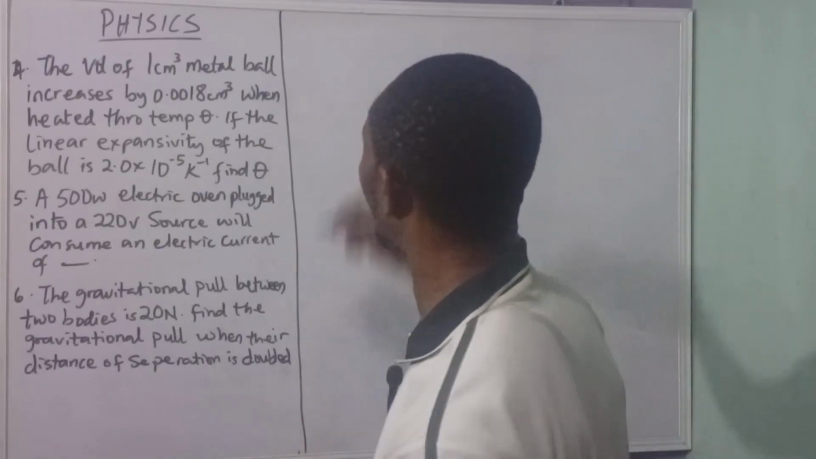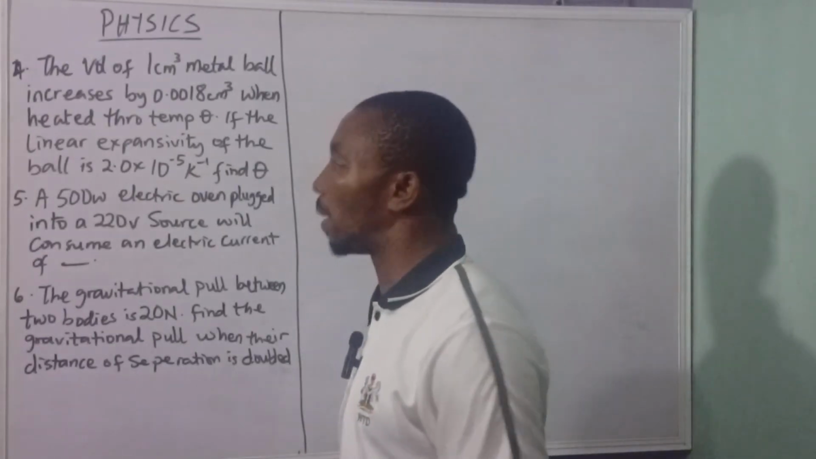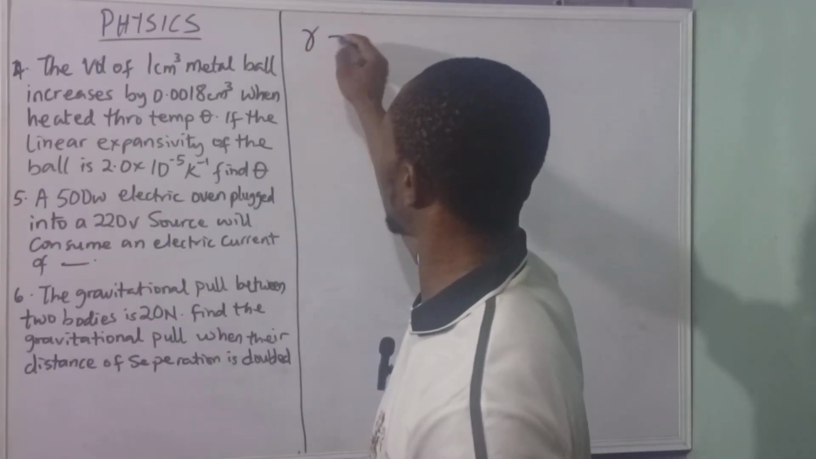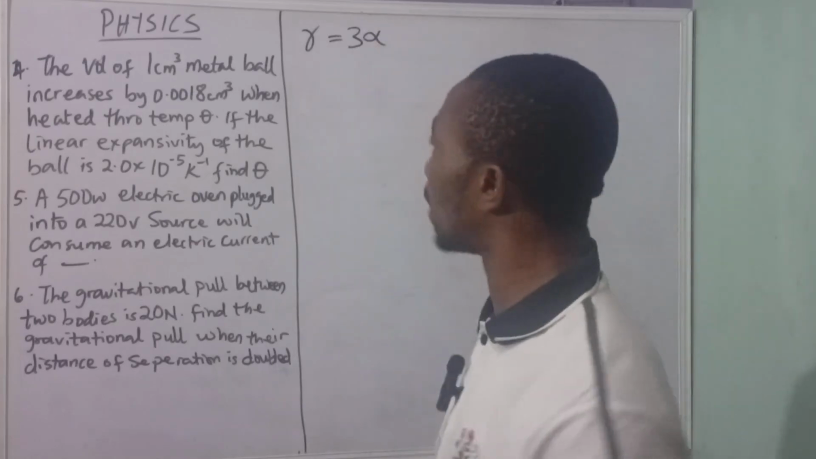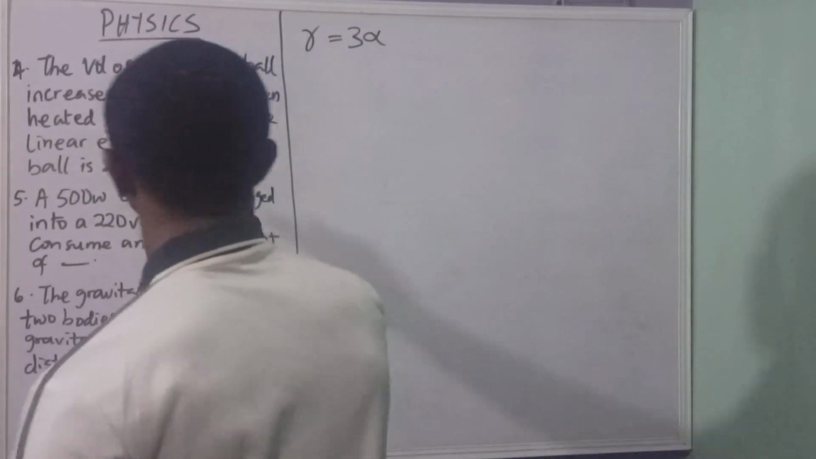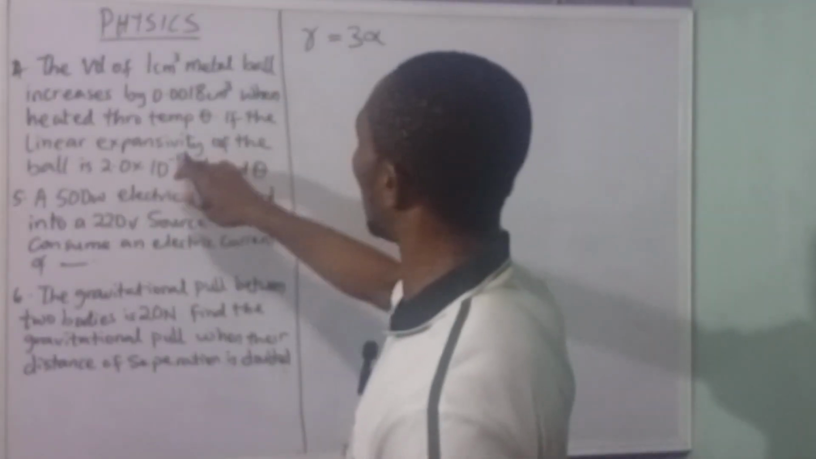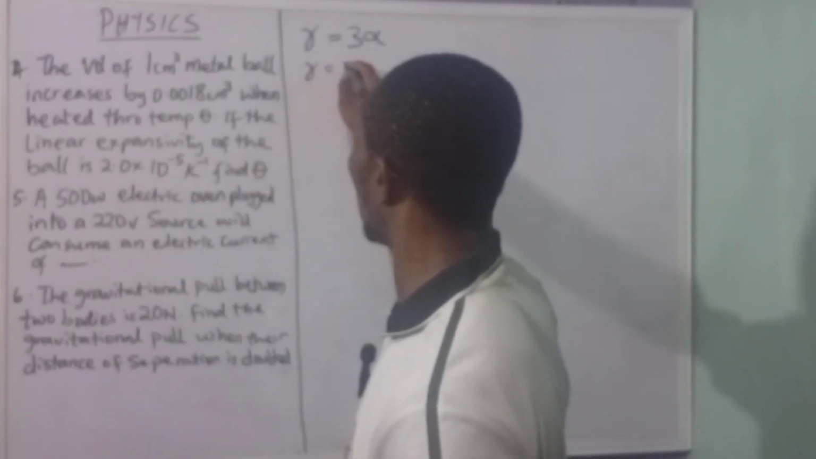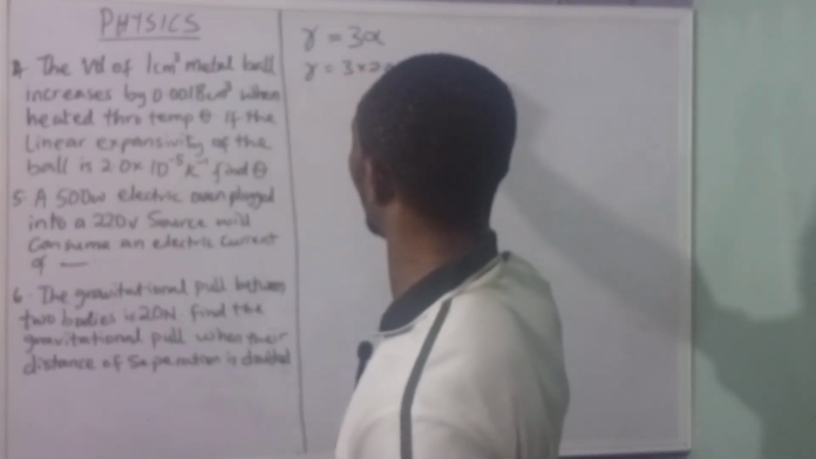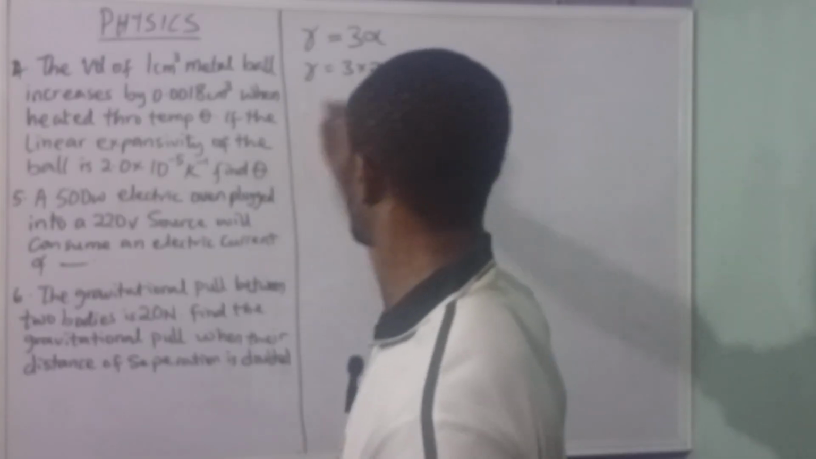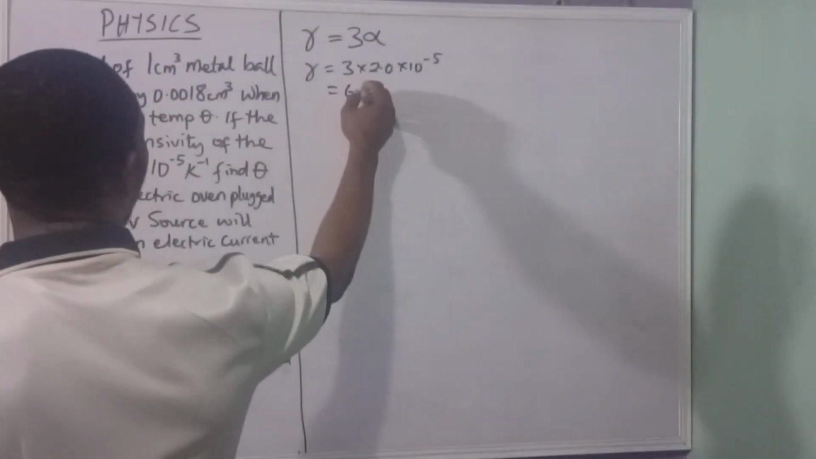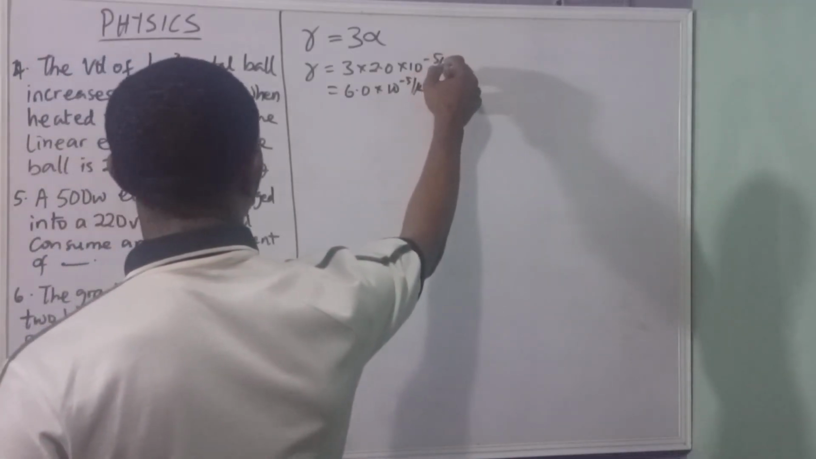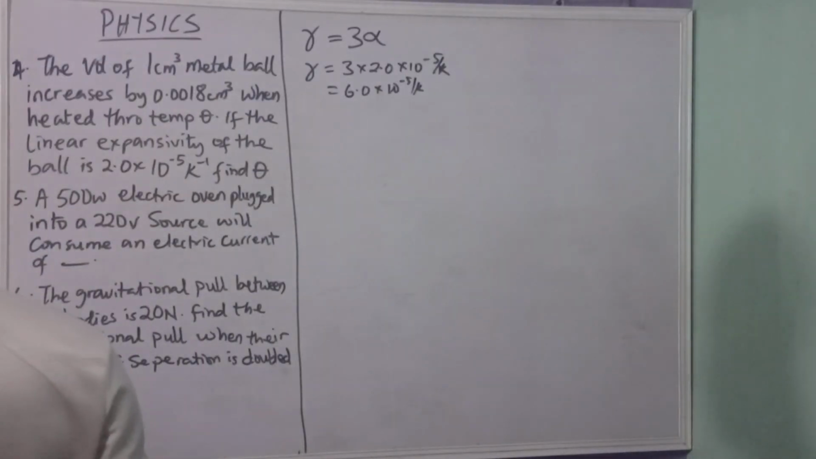All right, now for this, we are working on cubic expansivity, which we know is 3 times our linear expansivity. So if our linear expansivity is 2.0, that means the cubic will become 3 times 2.0 times 10 raised to the power minus 5, which gives us 6.0 times 10 raised to the power minus 5 per Kelvin. That will be our cubic expansivity.